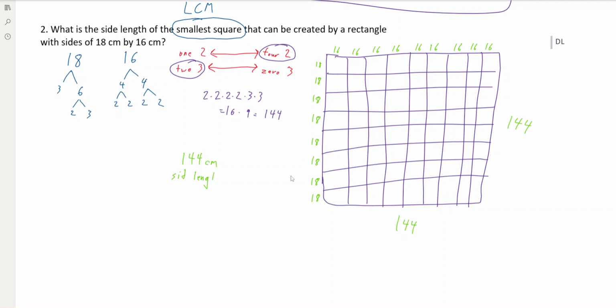But if it asked how many rectangles would it take, well, you could just count them. Or we know that it's 8 by 9, it takes 72 rectangles. Okay, maybe you're wondering, how did I get the 8 and the 9? I just went 144 divided by 16 got me 9. 144 divided by 18 got me the 8, which is how many pieces you need to stack up to get the 144.